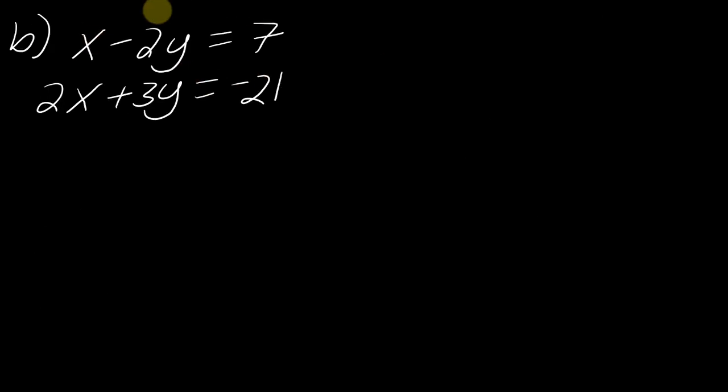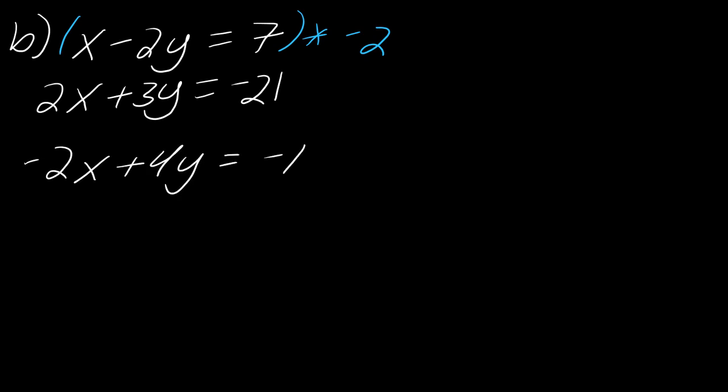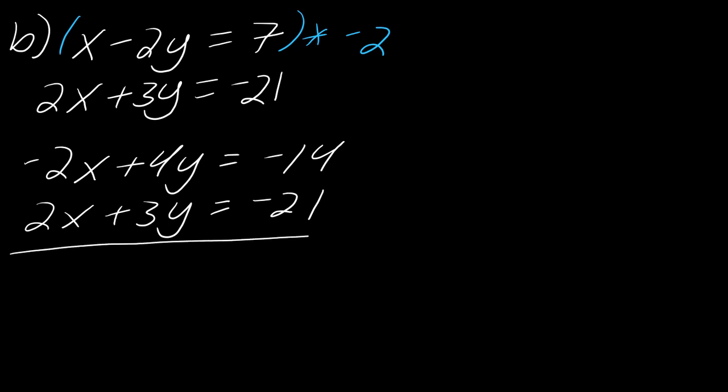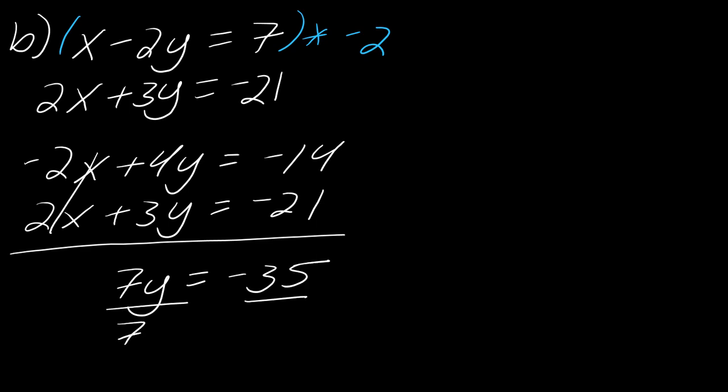Okay, so for B here, as I look through this, the first thing that I notice is that I would like to cancel out the x's. So I am just partial to elimination. I'm going to go ahead and multiply this equation by -2. So this is -2x plus 4y equals -14. And then 2x plus 3y equals -21. Okay, and so now if I go ahead and add these straight down, my x's drop out, and I'm left with 7y equals -35. And if I divide both sides by 7, I will get that y equals -5.